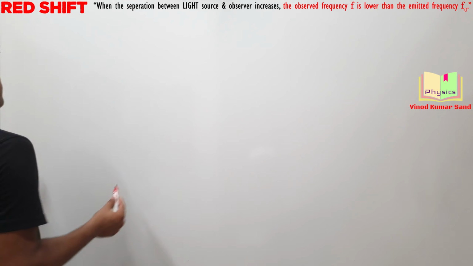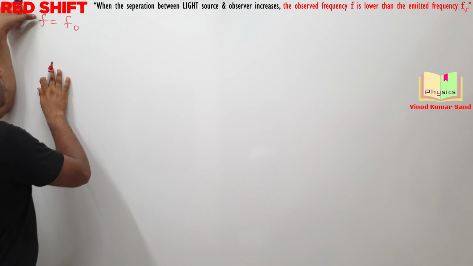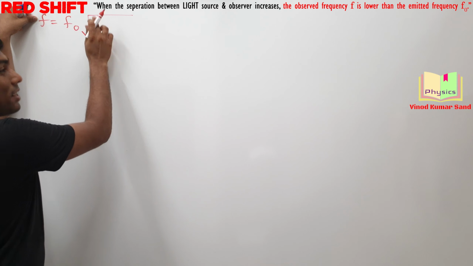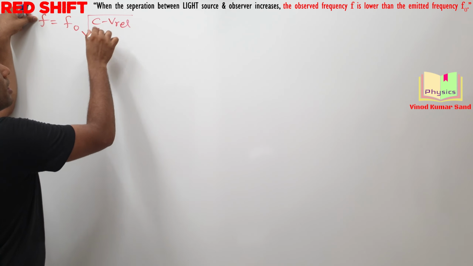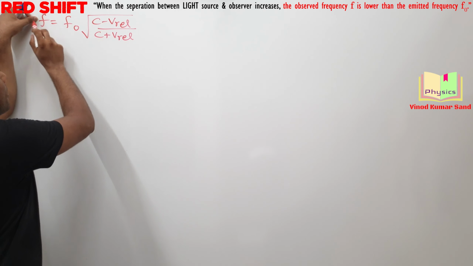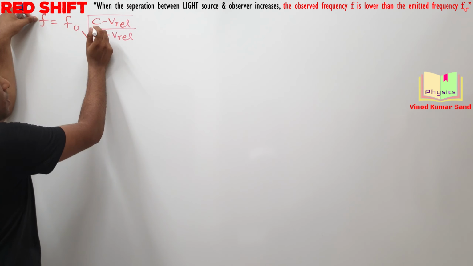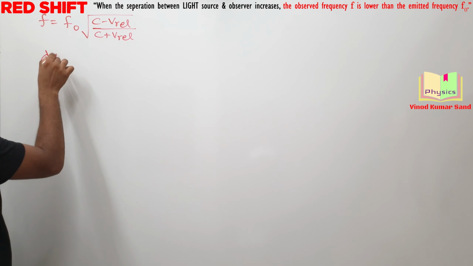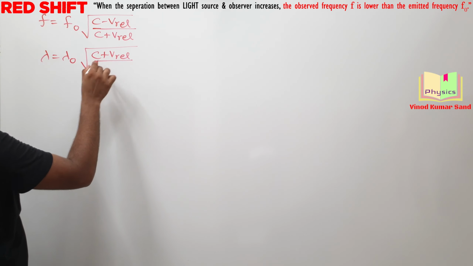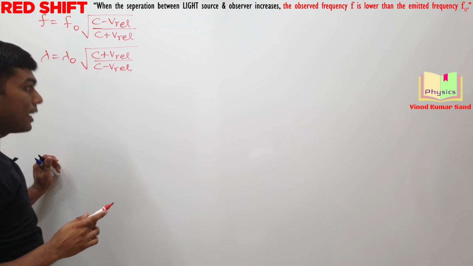Writing the formulas for the red shift, f is equal to... I think now you can guess yourself. This time we need the lesser frequency on the LHS. So what should I put in the numerator? c minus v relative divided by c plus v relative. Simple common sense: if there is a minus here, this value will be less. If there is a plus here, this value will again be less. And lambda will be equal to lambda naught root of c plus v relative divided by c minus v relative. Two important formulas for the red shift.